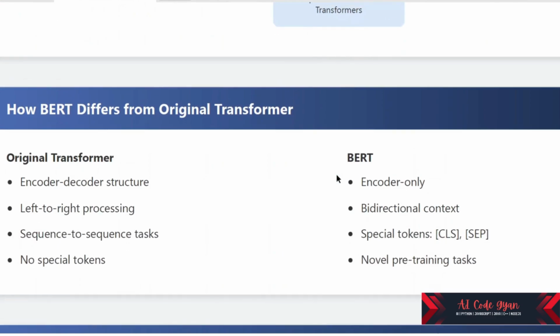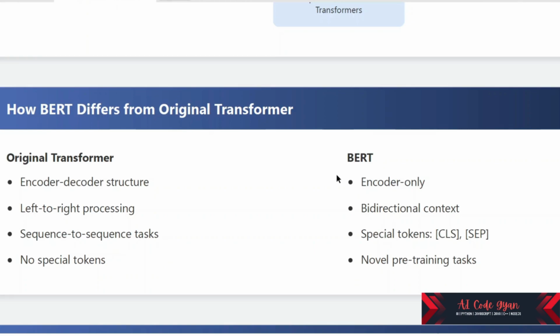Now let us talk about how it is different from the original transformer. The original transformer has an encoder and decoder structure. BERT has only the encoder structure. When we talk about context, the original transformer used left-to-right processing. But BERT has the advantage of bidirectional context. It processes context in both directions, and that too in parallel.